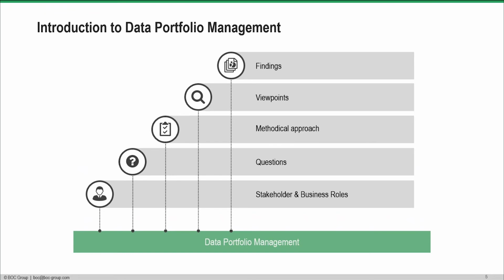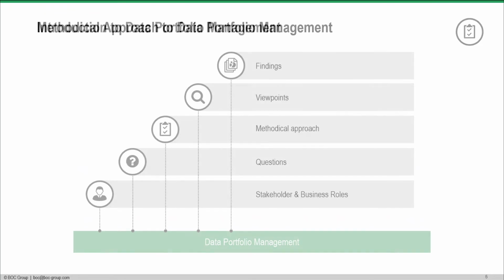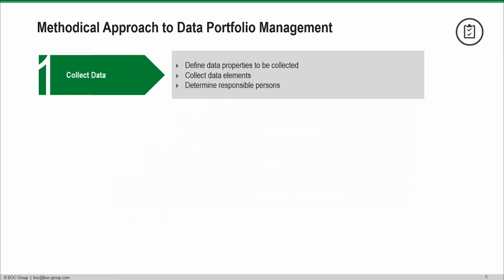To dive deeper into this concept, let's take a look at our methodical approach to data portfolio management. The first step for us is to collect the data. In this step, the data elements are identified and described in detail. The description of these data elements contributes to the introduction of a common vocabulary and thus a common understanding throughout the entire organization. So this is a first step towards ensuring that the data in the data portfolio can be efficiently reused across the entire enterprise.